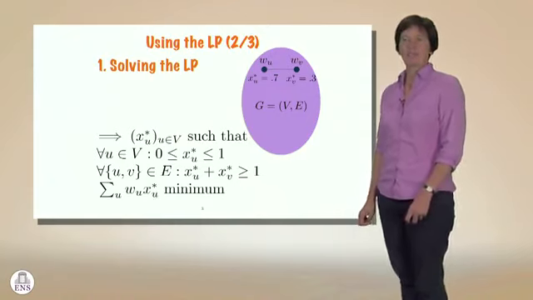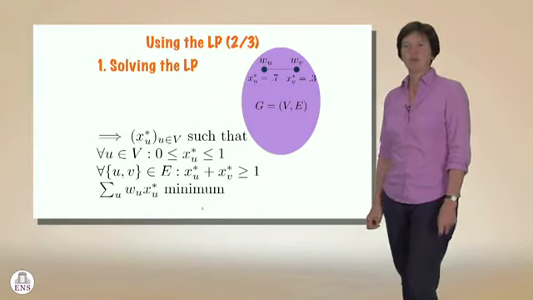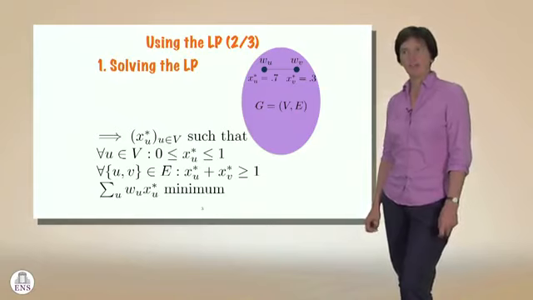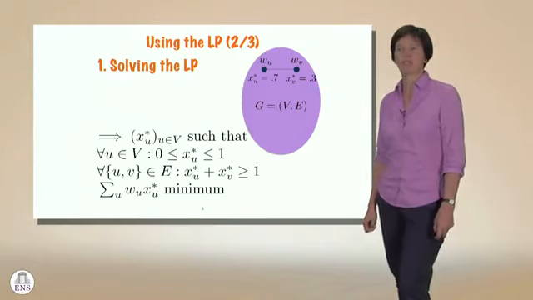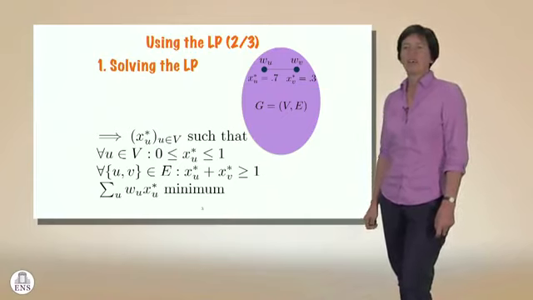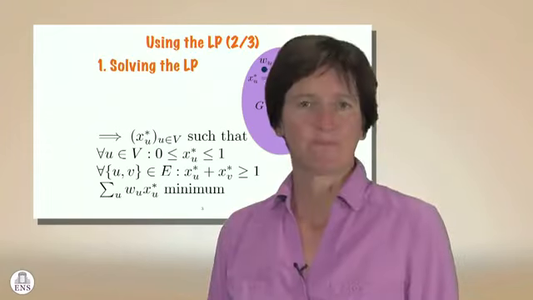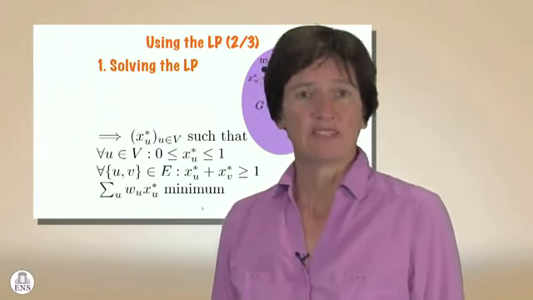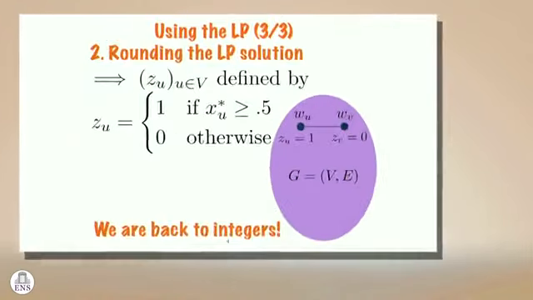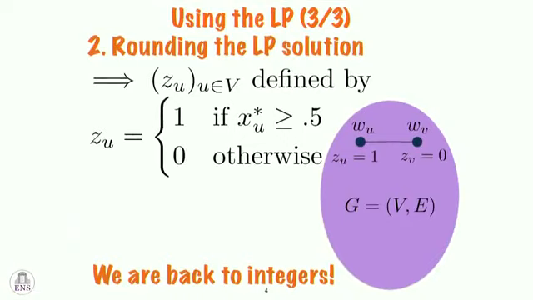Solving it will give us, in polynomial time, values for each of the variables, the optimal values xu star for vertex u, xv star for vertex v, for every vertex in the graph. These values satisfy all the constraints, and the objective is minimized. Now, what do we do with this? We need to deduce a vertex cover. For that, we need to decide for each vertex whether or not we put it in the cover. So what do we do with these values that are real numbers between 0 and 1?